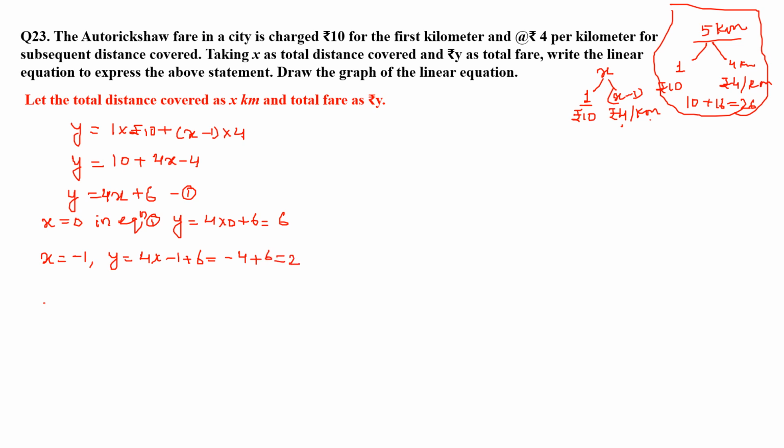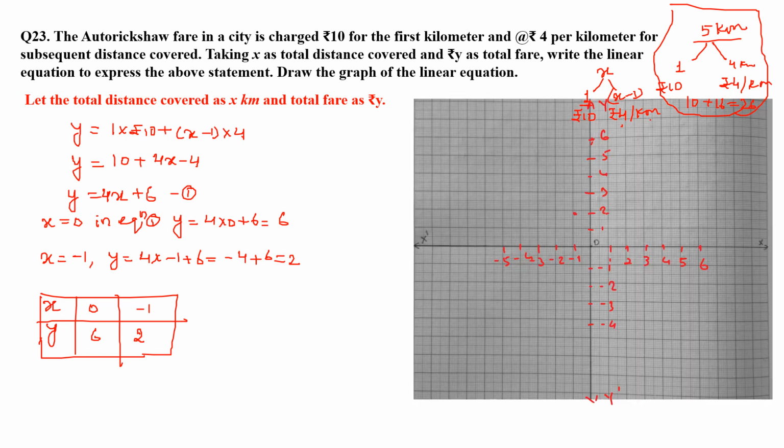So my two coordinates, if I write them in table form, are: first, x is 0, y is 6. Now x is minus 1, y is 2. Now I'm going to plot this. So this is my graph. The first point is x is 0, y coordinate is 6, so it is this point, isn't it? Next is x is minus 1 and y is 2. It means it is this point.